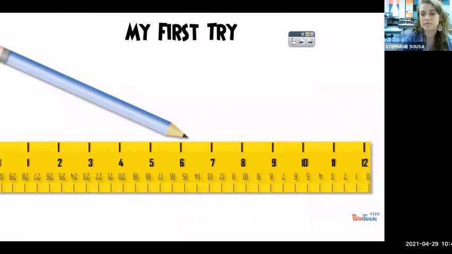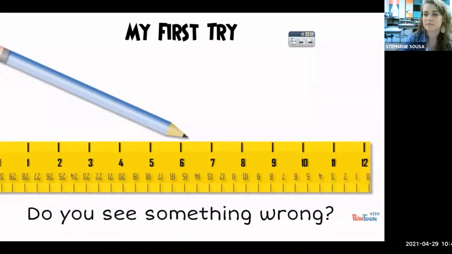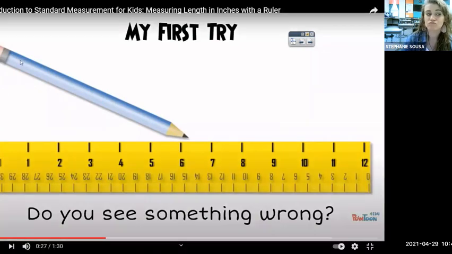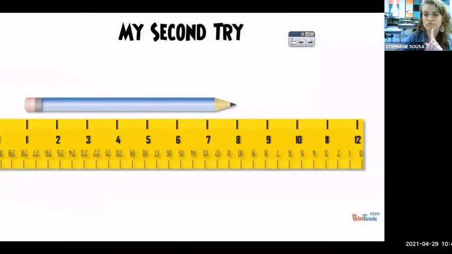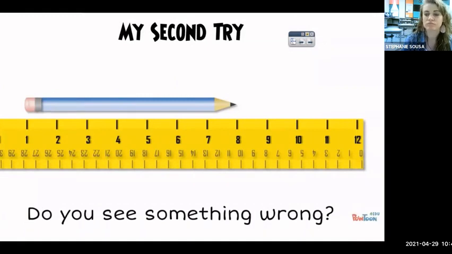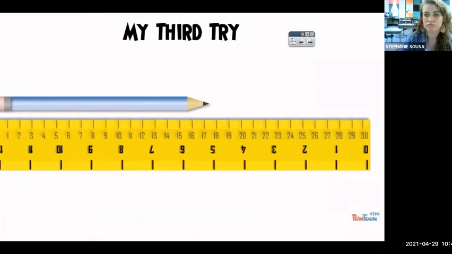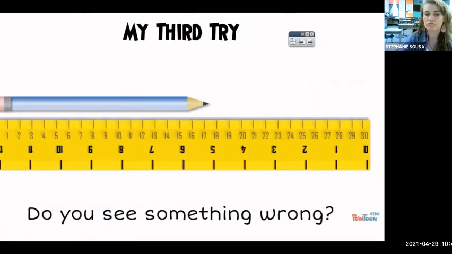My first try, I got 6 inches. Do you see something wrong? My second try, I got 8 inches. Do you see something wrong? On my third try, I got 18 inches. Do you see something wrong?